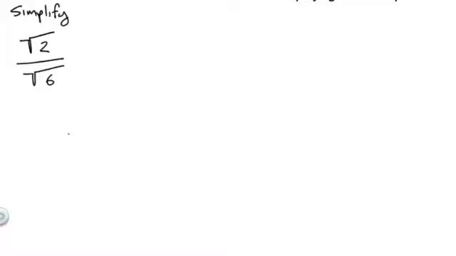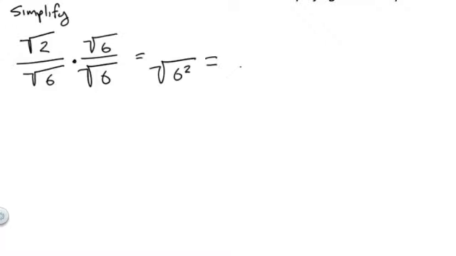Okay, for this problem we have the square root of 2 over the square root of 6. So once again we're going to use rationalizing the denominator. We're going to multiply the denominator by the square root of 6 and also the numerator by the square root of 6. So the square root of 6 times the square root of 6 in the denominator is going to give me the square root of 6 squared, which is going to equal 6. Now for the numerator, the square root of 2 times the square root of 6 is going to give me the square root of 12.